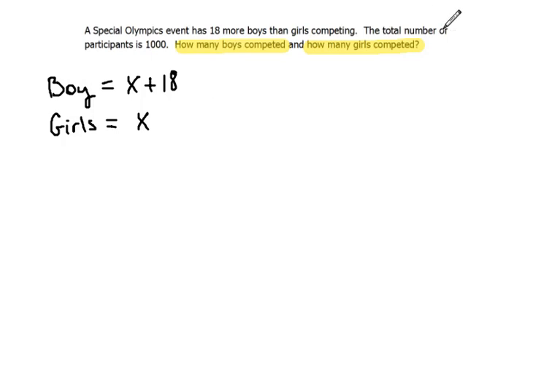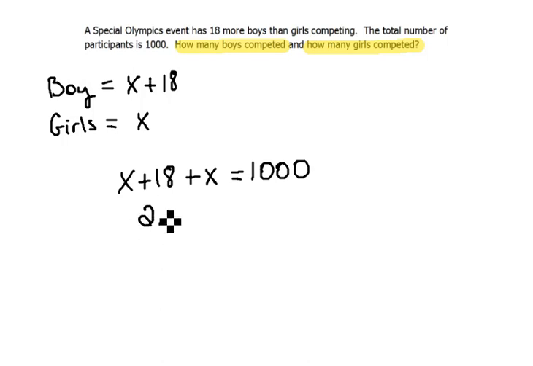So it said the total number of participants is 1,000. So that means that the number of boys, which is x plus 18, plus the number of girls has to total up to be 1,000. There's our equation, and now we're ready to solve. So let's combine our like terms here. So we have 2x plus 18 equals 1,000.